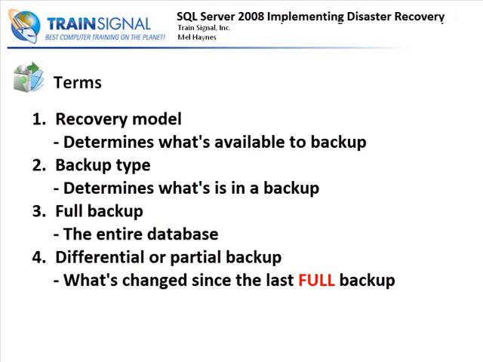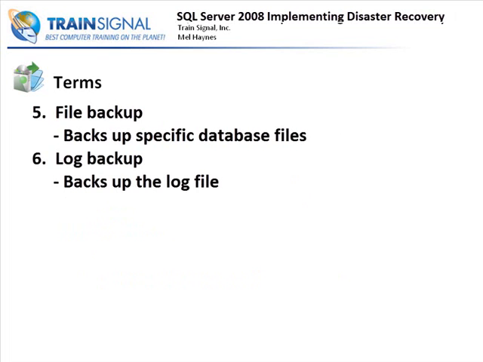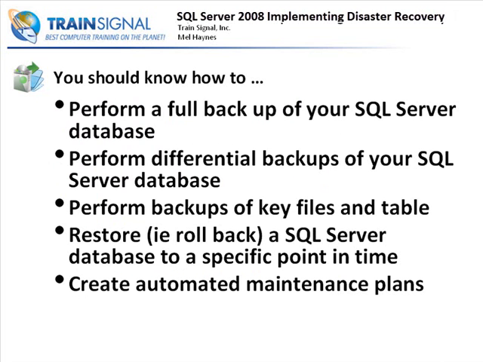Okay. Then we talked about backup types, and they determine what's actually in a backup. We had the full, we had the differential, we have the partial, we have the file, and we had transaction log files. Talked about full backups. Once again, that's the entire database. Differential or partial backups. What's changed since the last backup, right? How we use those. File backup backs up specific database files. And your log backup backs up the log file.